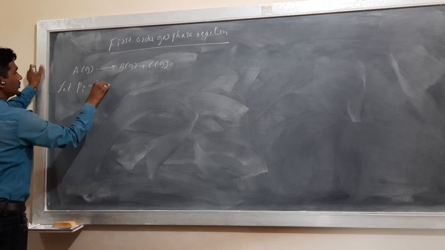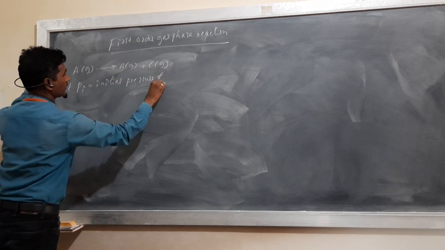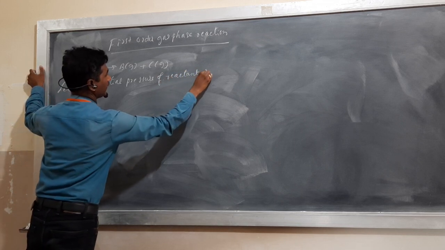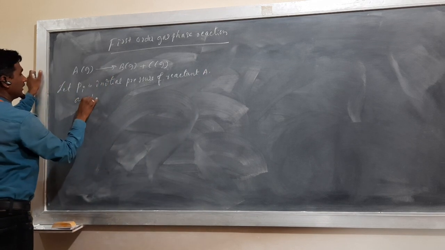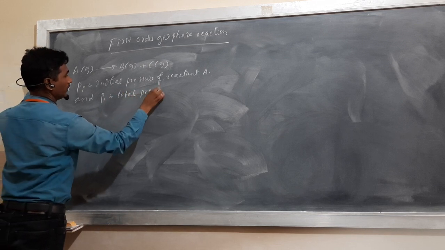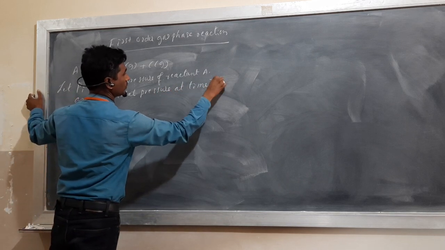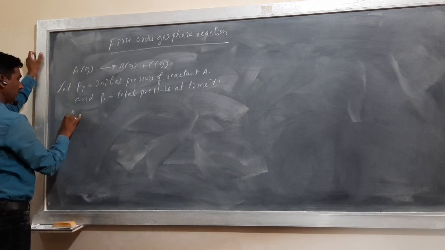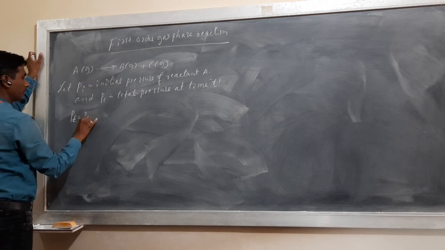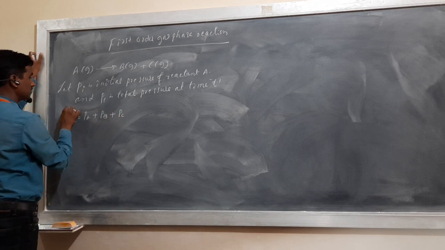Let Pi be the initial pressure of reactant A, and PT is the total pressure at time T. Now the total pressure PT is equal to the partial pressure of A plus PB, the partial pressure of B, plus the partial pressure of C. This is the total pressure.